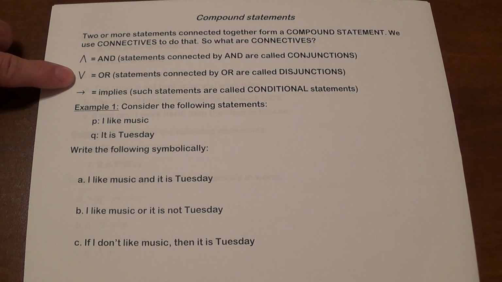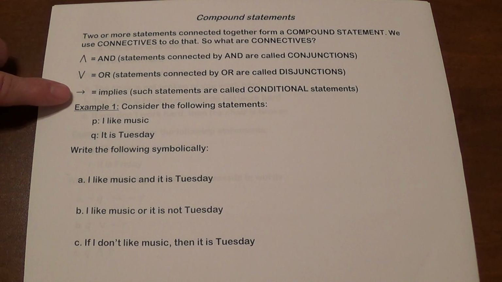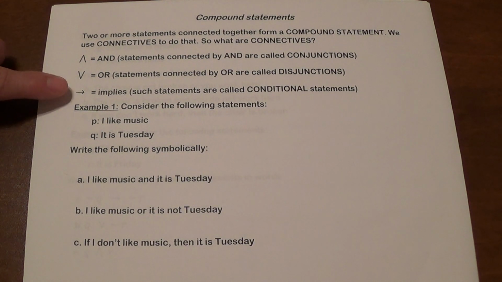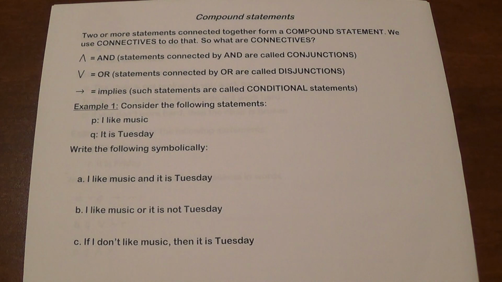And you have this symbol that means OR. Those are called disjunctions. And then there's an arrow pointing to the right that means implies. Those are called conditional statements. We'll talk about them separately in more detail in another video.